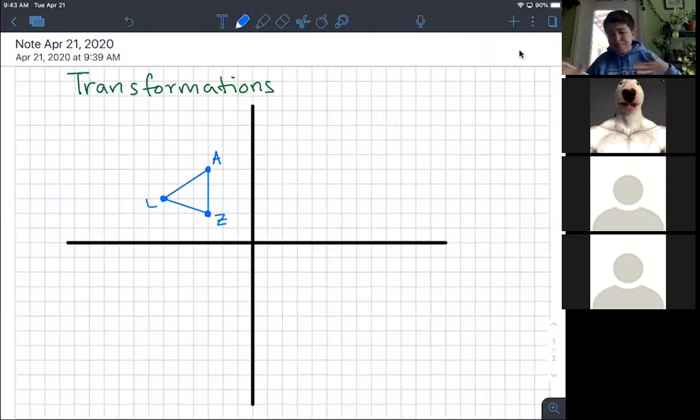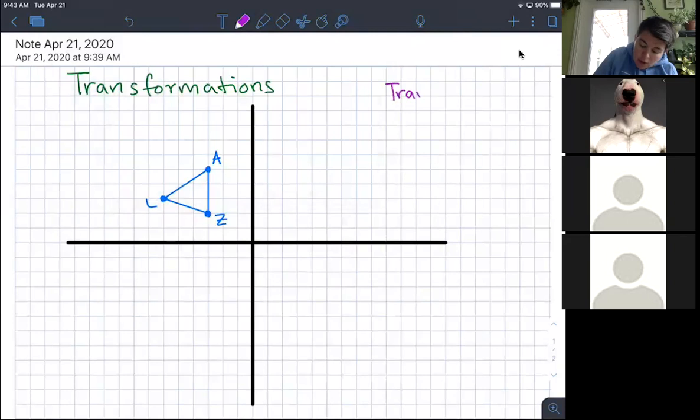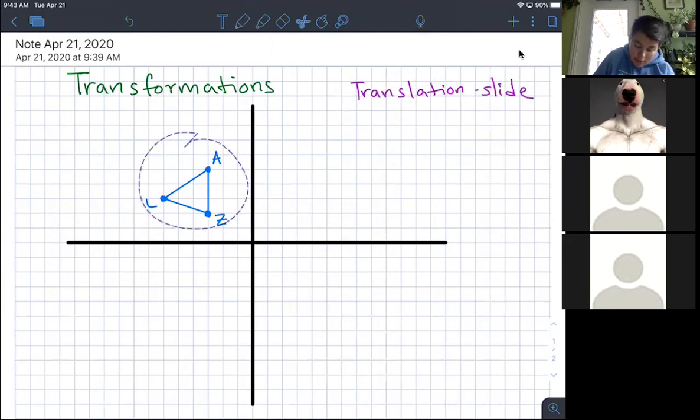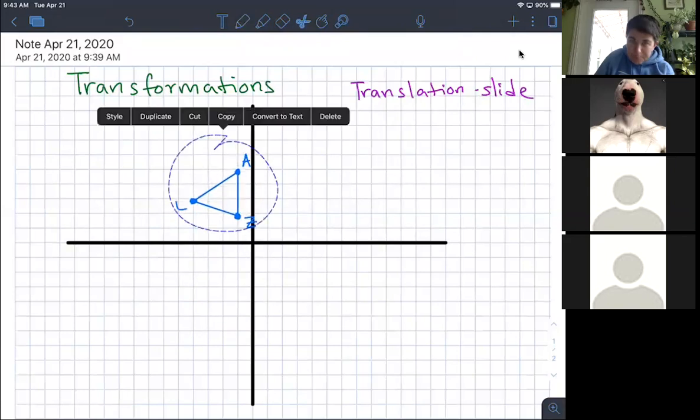Boom, lovely. Okay, so there are 3 different types of transformations. The first type, y'all, is called a translation. The easiest way to think about a translation is just a slide. It's when you take our triangle AZL and you literally slide it to the left or to the right, or up and down. So it's just a simple slide.